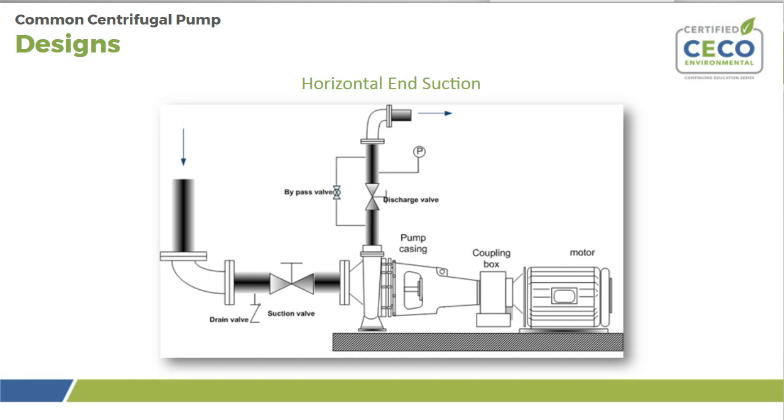And a term that's often used and synonymous with horizontal end suction that is good to know as well is called a back pull-out assembly. This allows the complete bearing frame assembly, again, the guts between the coupling box and the casing, including the impeller and cover, to be completely removed without having to remove the casing and disturbing the suction and discharge piping. So a very good term to keep track of.